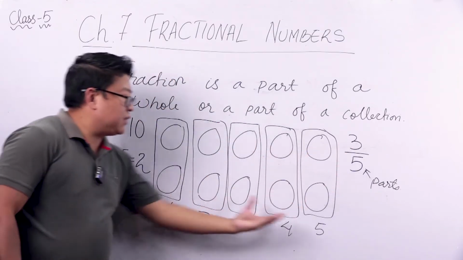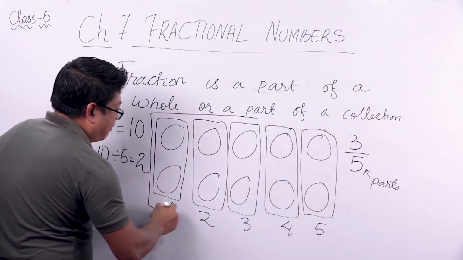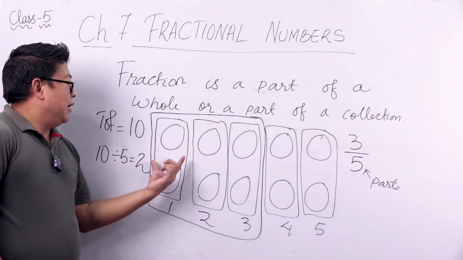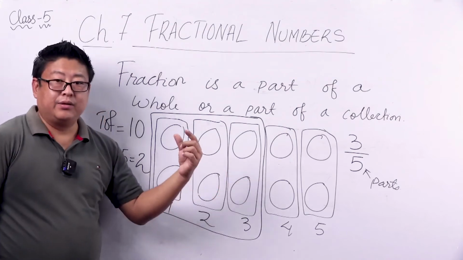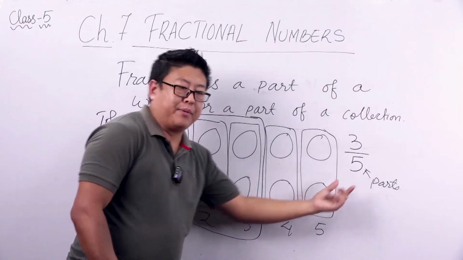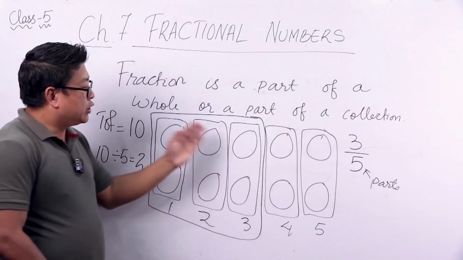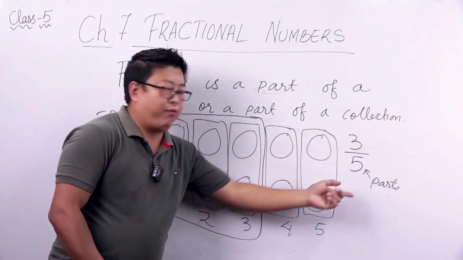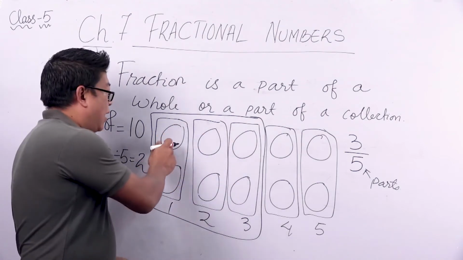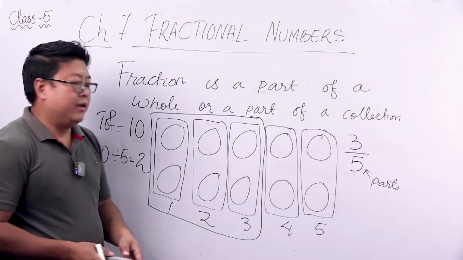That means out of these 5, I'm going to select 3 parts. That means I'll circle it, I'll make an outline like this. 1, 2, 3. So this 3 represents the parts. This 5 represents the total parts. Okay, children? Now you can also say that in this 3 by 4 portion, there are 1, 2, 3, 4, 5, 6. 6 balls. Okay? All right, children?